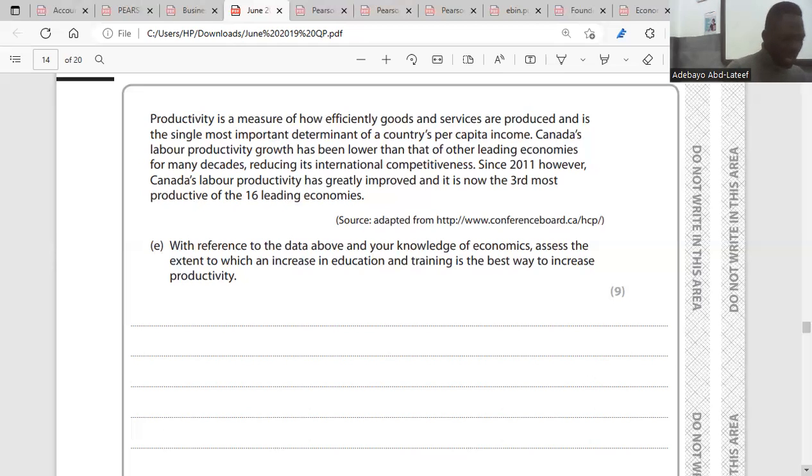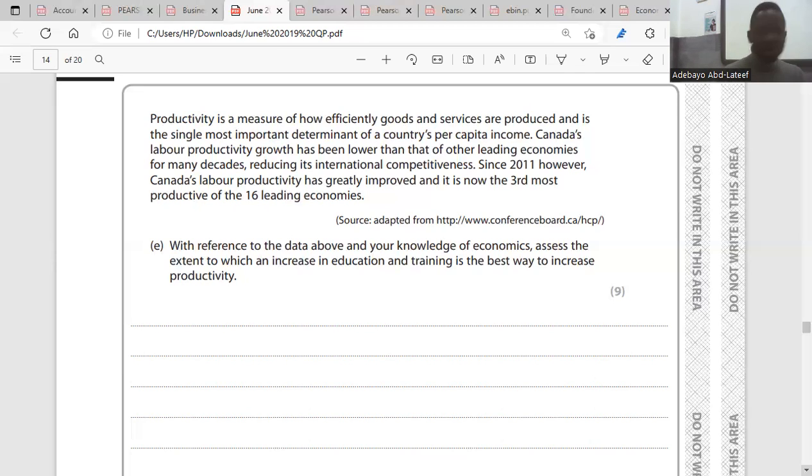The third one, I wrote improved human capital. We're talking about human capital, the skills and knowledge of people. So if the knowledge of people increases through education, productivity will increase. Is it clear? But what are the problems about training and education?